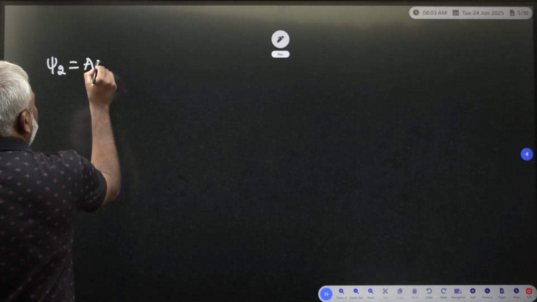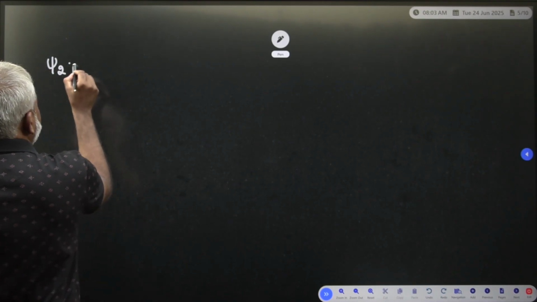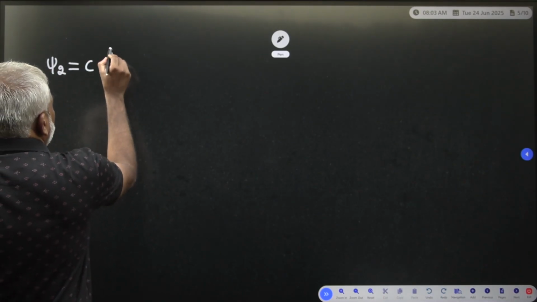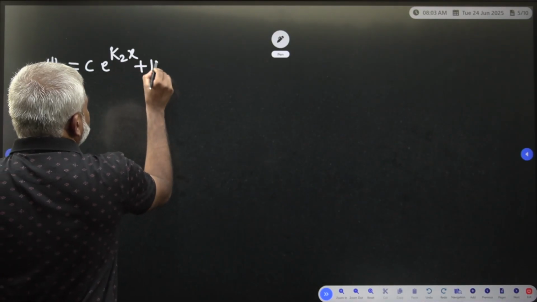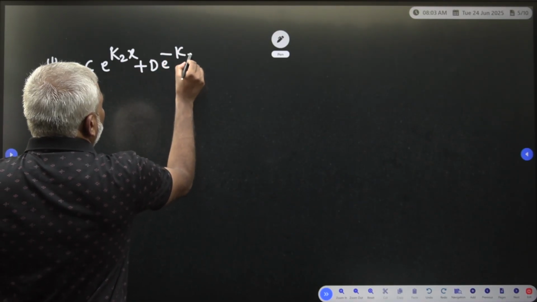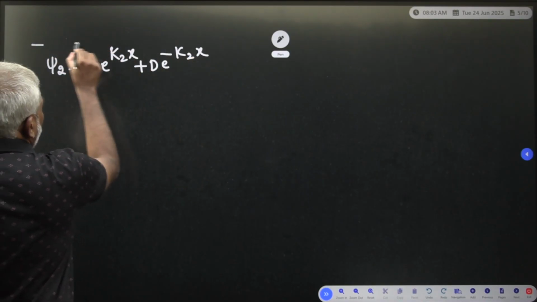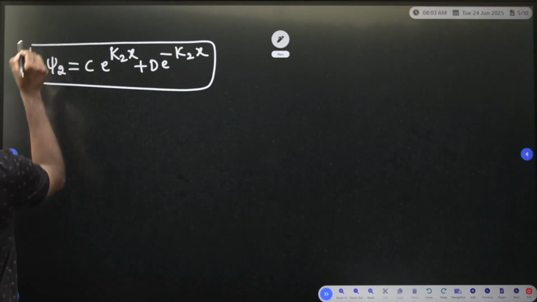Once you have to see, ψ2 is equal to, you take another constant, C e to the power of k2x plus D e to the power of minus k2x, we have to write it. This is the equation we are going to get.